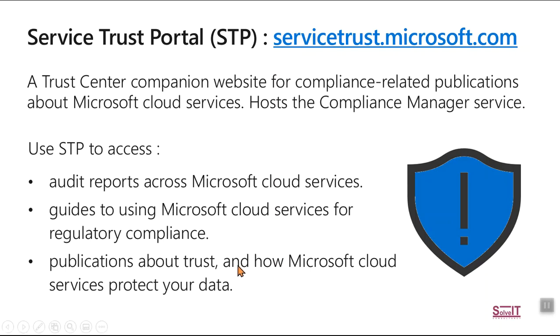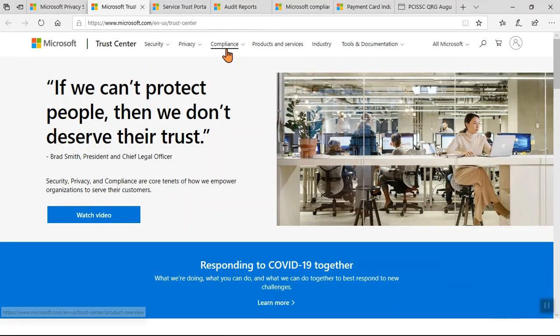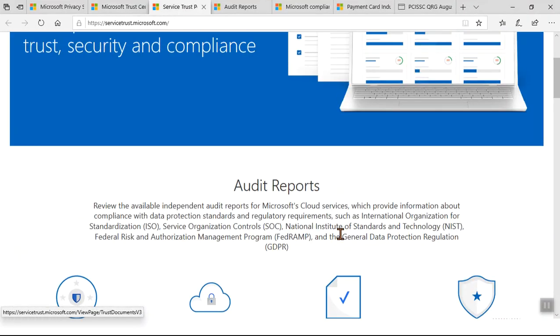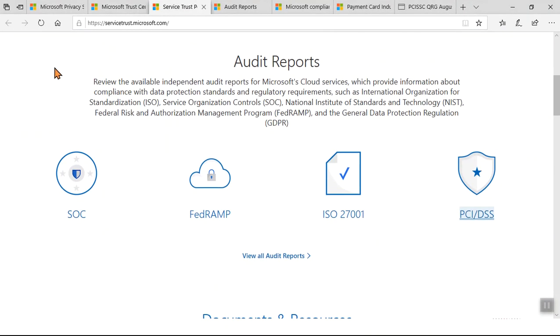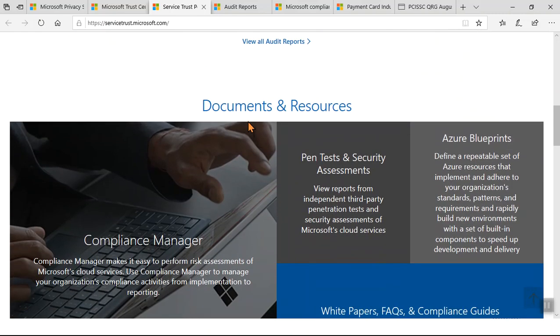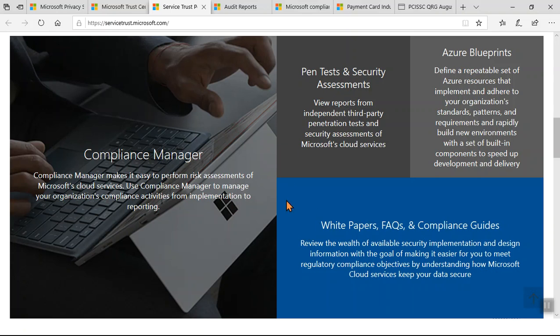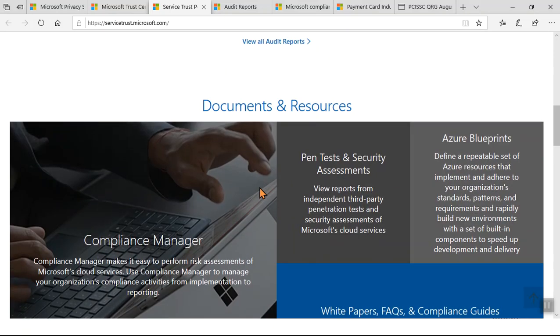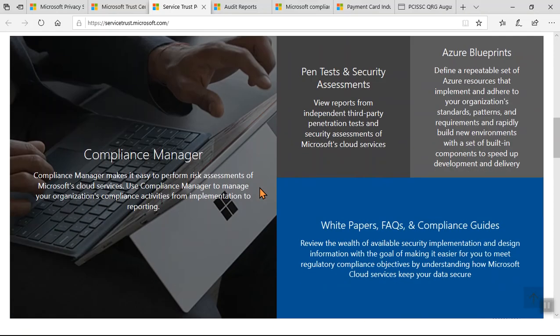So let's go into the servicetrust.microsoft.com site, right? And this is, like I said, where we are able to access the audit reports, all the independent audit reports on Microsoft's cloud services. There is a lot of security assessment documentation that we can also download if you want to perform a self-assessment as well. In a related video, I'll also talk about Azure Blueprints, which is really cool, right?